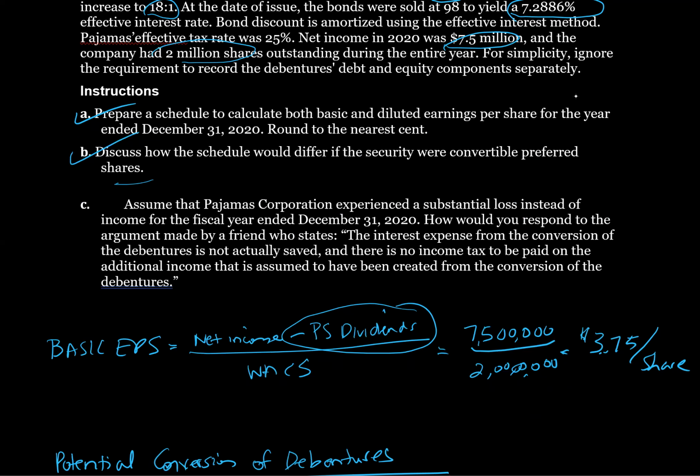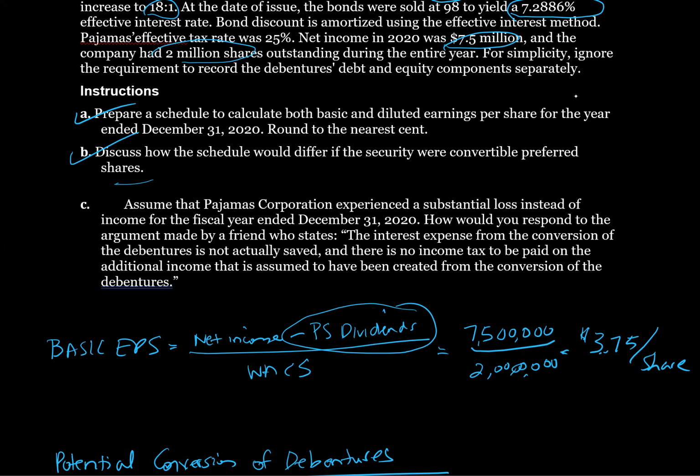Okay. And then next it says, assume that Pajamas Corporation experienced a substantial loss instead of income for the fiscal year ended December 31st, 2020. How would you respond to the argument made by a friend who states, the interest expense from the conversion of the debentures is not actually saved, and there is no income tax to be paid on the additional income that is assumed to have been created from the conversion of the debentures? So what this is saying is that if you have a loss, you won't have any income tax because you don't pay income tax on a loss. And it's also saying that because you have a loss, then you're not saving the interest expense.